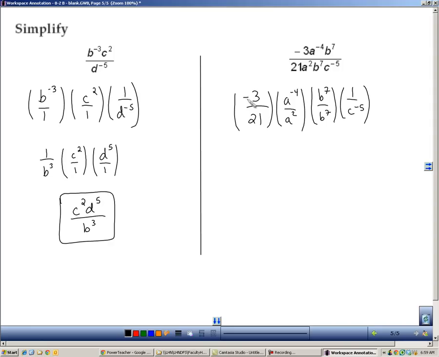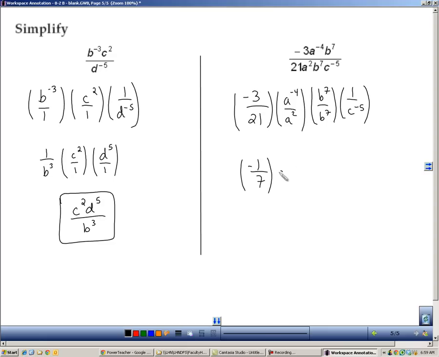This negative here in front of the 3 is not a negative exponent. I don't want you to confuse this negative and this negative. They're not the same. They're not treated the same. One of them is an exponent. The other one's just a negative in front of a number. Well, in this case, 3 divided by 21 becomes a 1 over 7. It reduces, and it's still negative. So that just reduces as a normal fraction, negative 1 over 7.